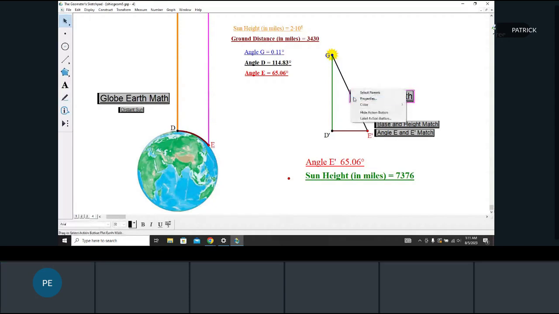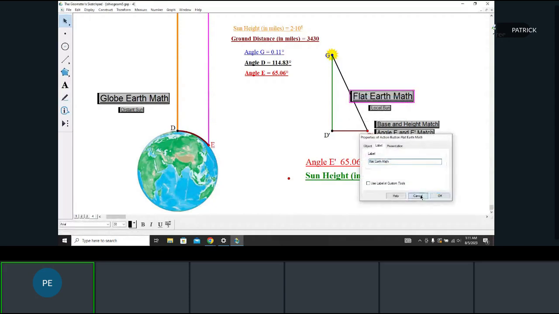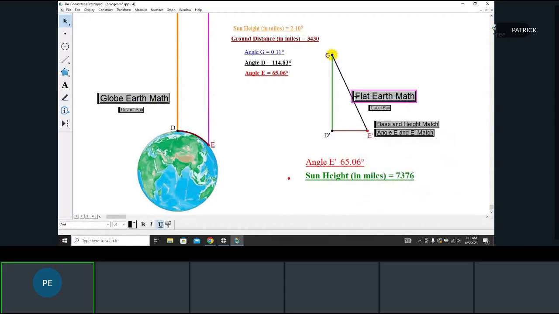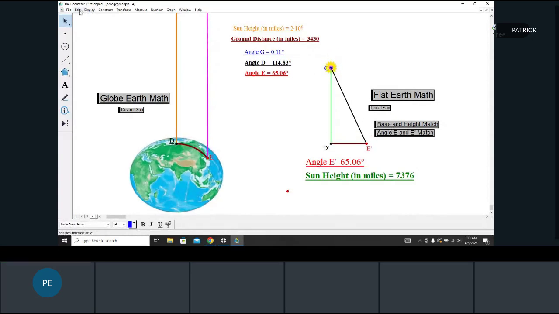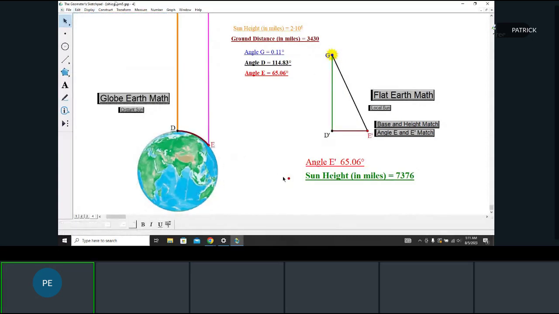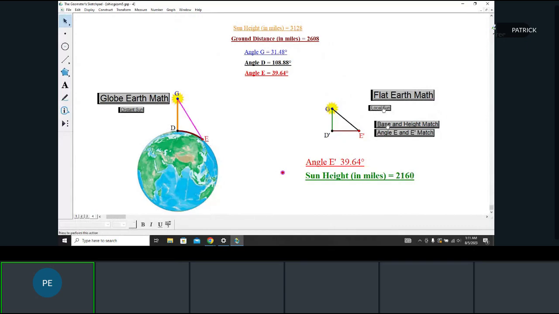Let me move some of this stuff around here so we can use it later. So I don't know if you understand how this is all working here, but you can change the size of the ground. Change the size of the ground on one, it changes the size of the ground on the other. It's easier to see if you go to local sun.